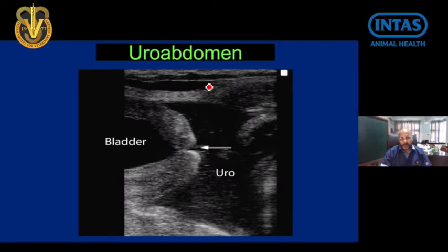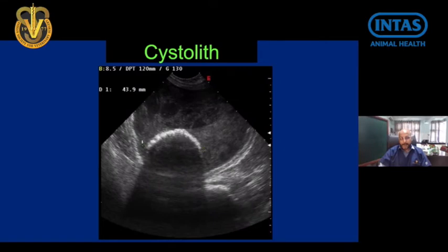This is a uroabdomen here. This is the wall here, and you can find a leakage. If you put a transducer for a certain period of time, you'll find the leaking from the rent which has occurred here, resulting in a uroabdomen. A cystolith. You can see this is a lith in the bladder, and there is the acoustic shadowing. This is how you differentiate between the lith and other lesions.